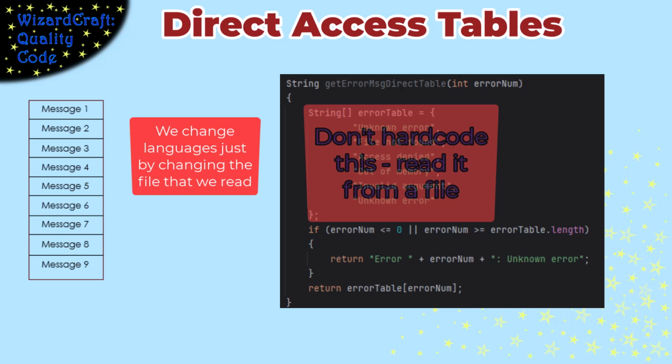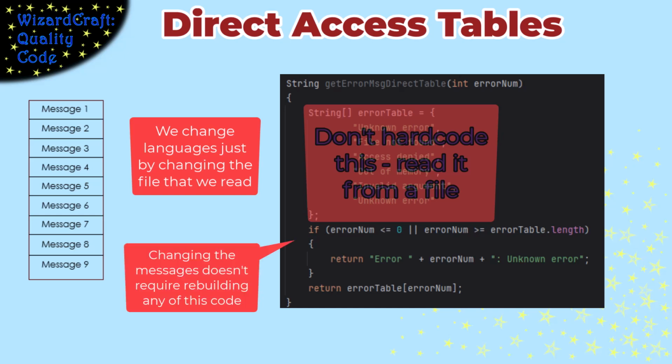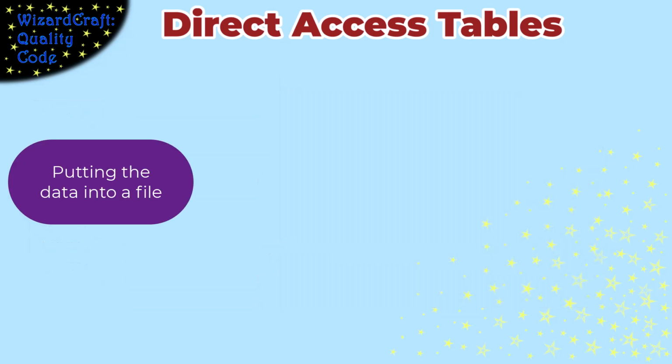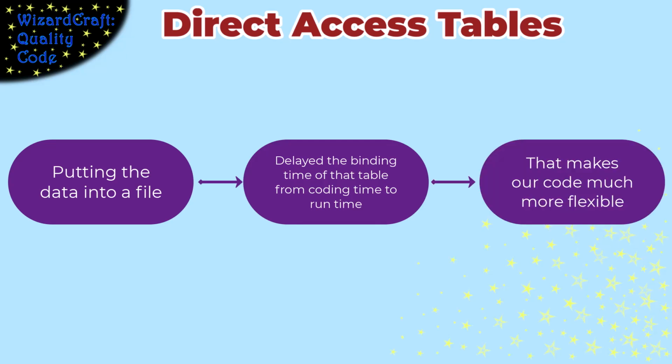And one step further, if part of our system adds a new message, we don't have to rebuild the code of this part of the system. We just have to update the data files. Bottom line, by putting the data into a file, we have delayed the binding time to runtime. That gives us better flexibility. Click above if you need a reminder about what binding time is.